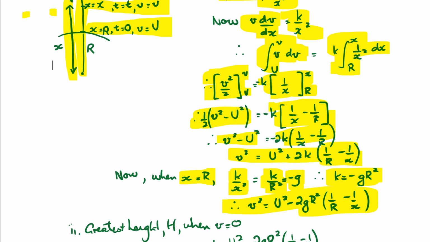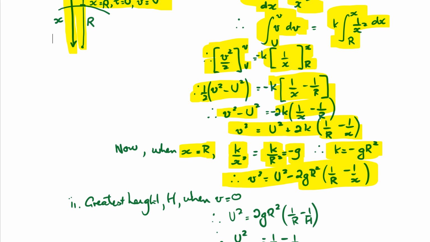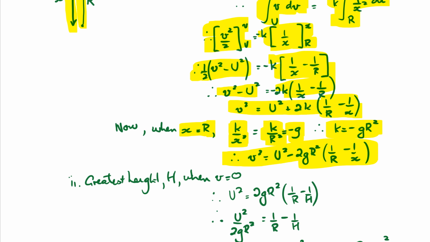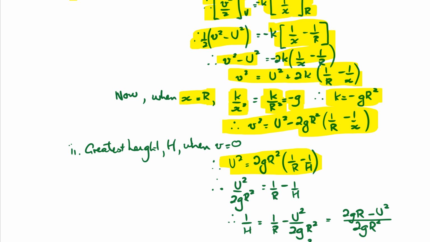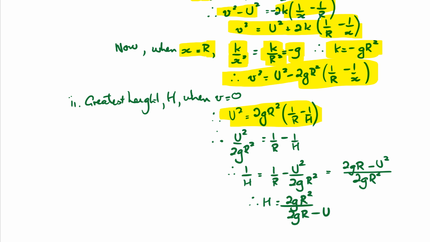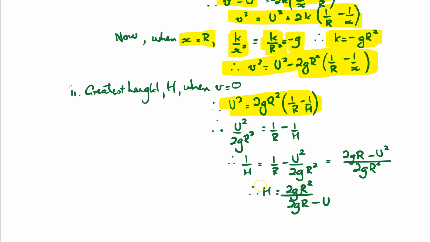Then we realise that we reach the greatest height when v equals 0. So to get v equals 0, I need this side to equal 0, which will happen when u squared equals that. Just do a bit of algebra, rearranging it to make h the subject, and we get to an expression for maximum height.